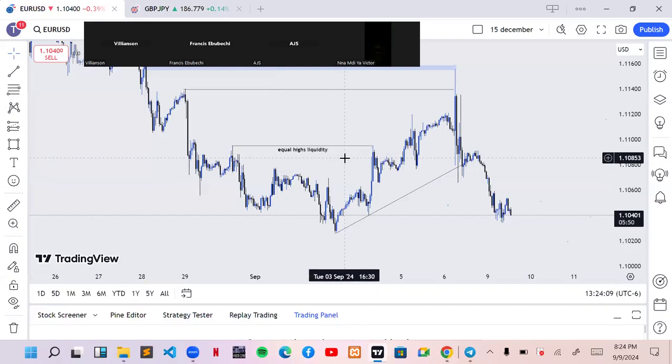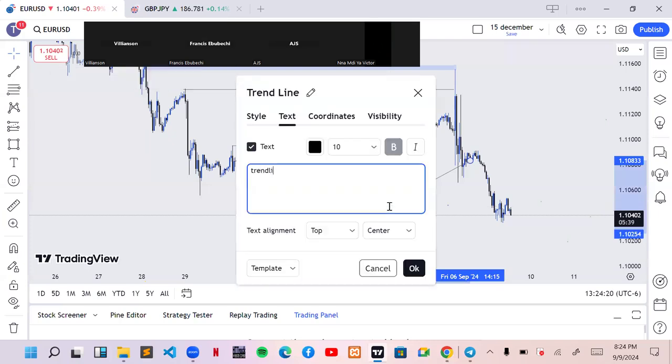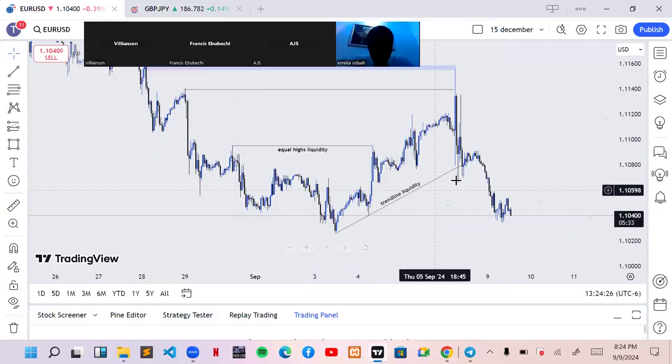Once the market makes an equal high or an equal low, there's liquidity resting above that zone. That's why I marked out this zone, because price will eventually come and take out that liquidity. This is also trend line liquidity. I'll teach more of that in the next class. This trend line, I'm going to see it take out this entire liquidity zone.